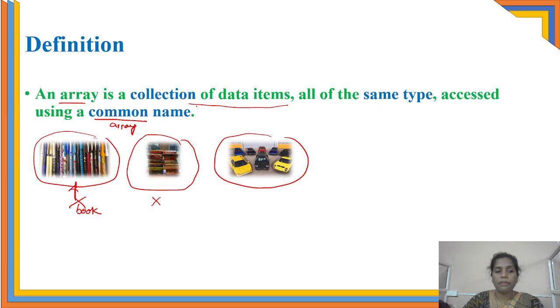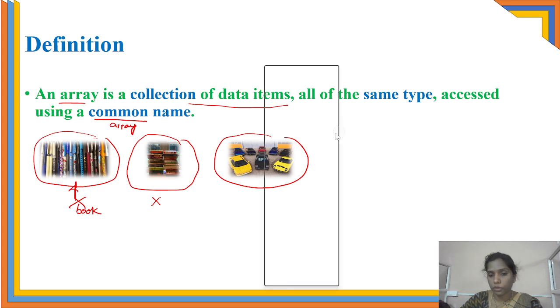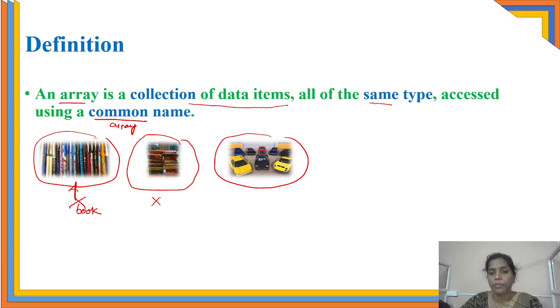So why do we have arrays? To store more elements of the same data type, we are having arrays. No need to use different variables. For example, if we have 100 students and you want to store 100 student marks, you can go for an array of size 100.